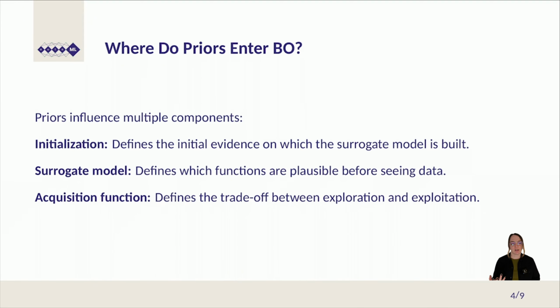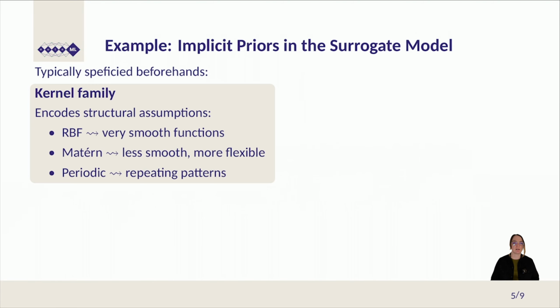So for that, we need to know where we already have priors and what they mean, and maybe how we can adjust them to our task at hand. Priors influence all components in Bayesian optimization. They're at the core of Bayesian optimization. For example, the initial design defines the initial evidence on which the surrogate model is built. The surrogate model defines which functions are plausible even before seeing data. And the acquisition function defines the trade-off between exploration and exploitation and how we make the next decision.